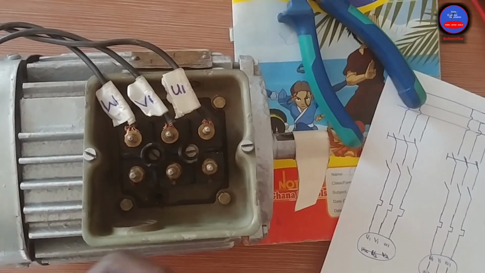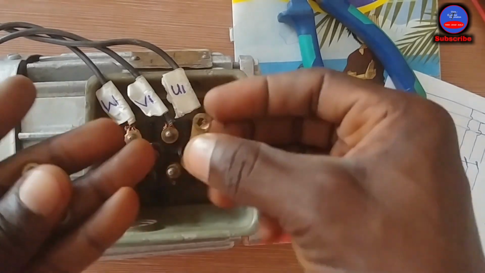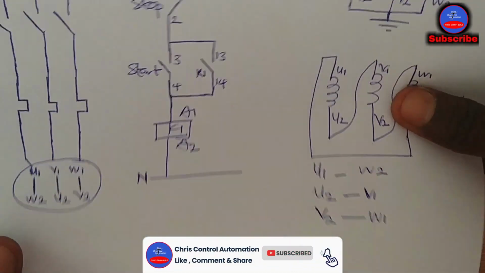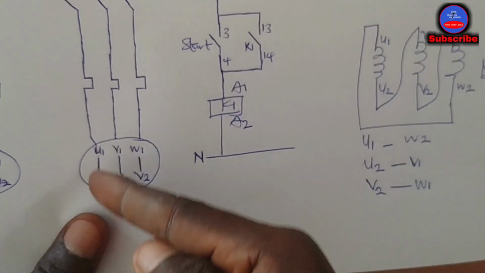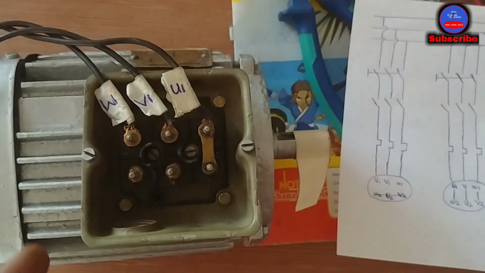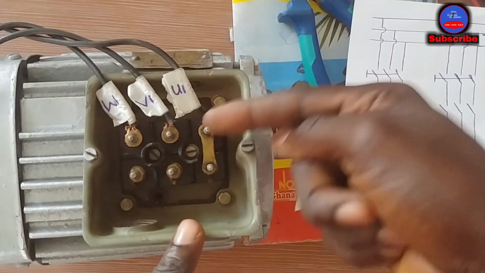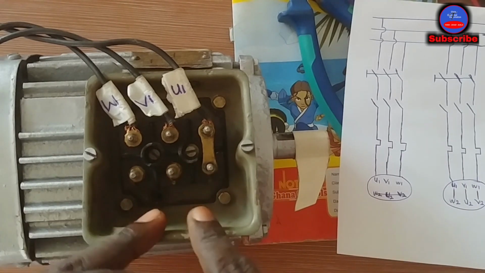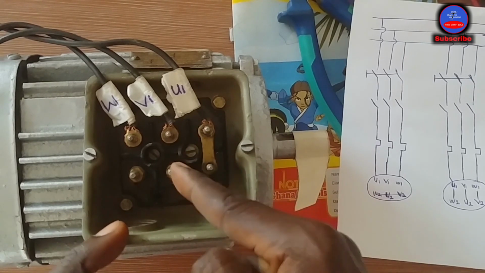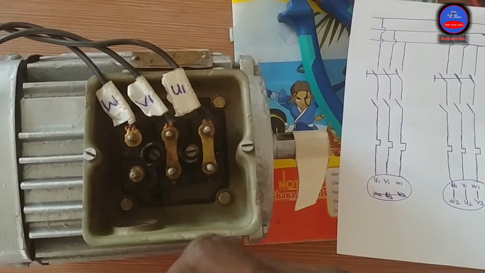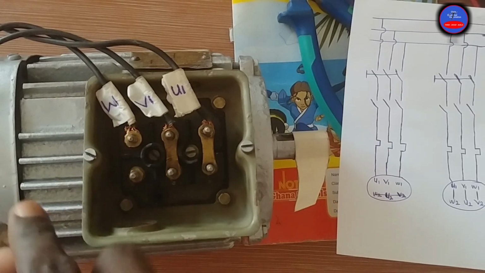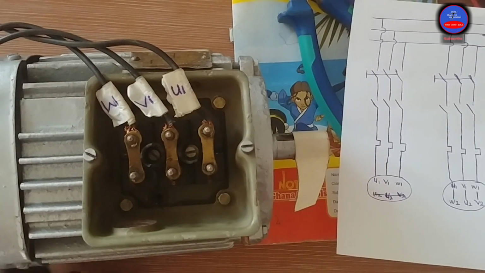Now we are going to do the delta. So you break these ones like we did here. We break the U1, W2, V1, U2, W1, V2. So that is the delta. This U1, this W2. This is V1, this one V1, U2. Then this is W1, and this is V2, W1 V2. So you break it. Now this is delta.